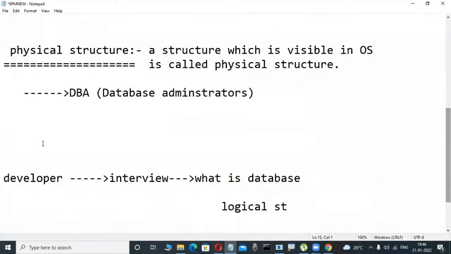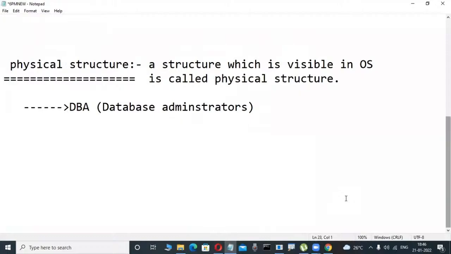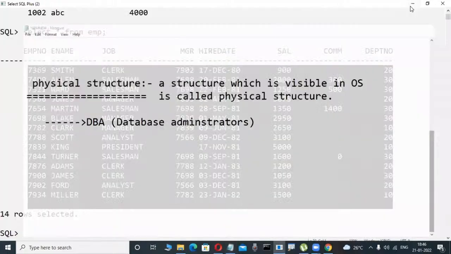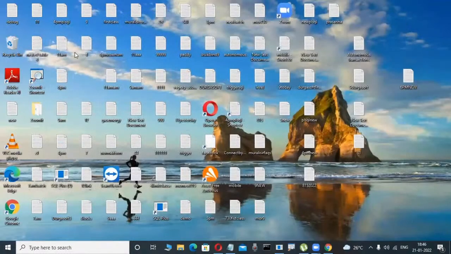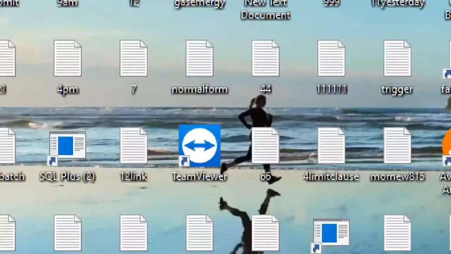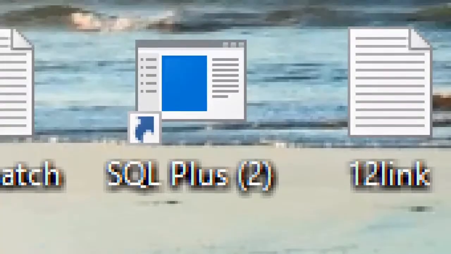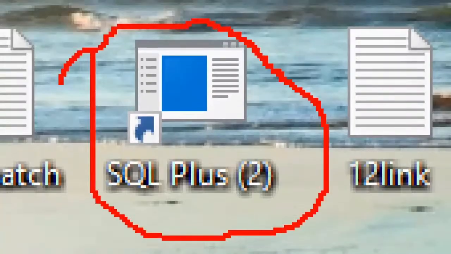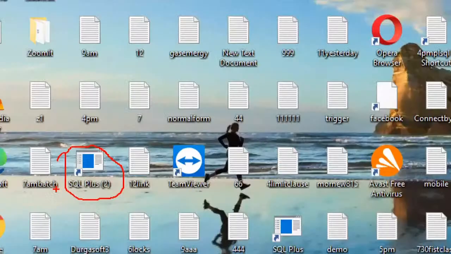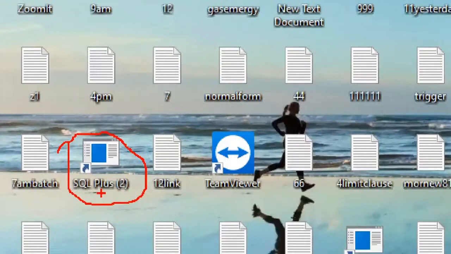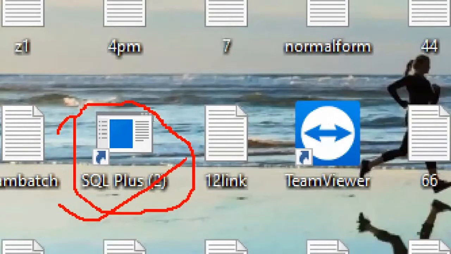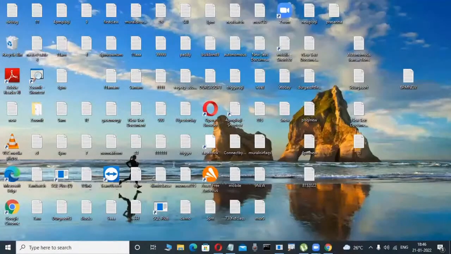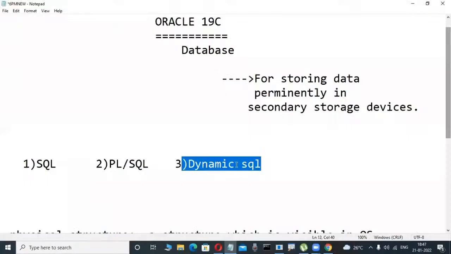Okay, fine. Now check it out. Observe it here, on my screen only. What is this one? I'm installing Oracle. What is this one? SQL Plus is there. SQL is a language, you have an idea. PL/SQL is a language, some coding is there. Dynamic SQL is a language. Daily we are writing coding.